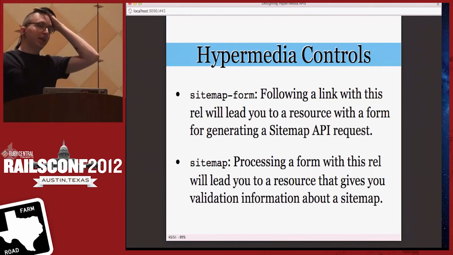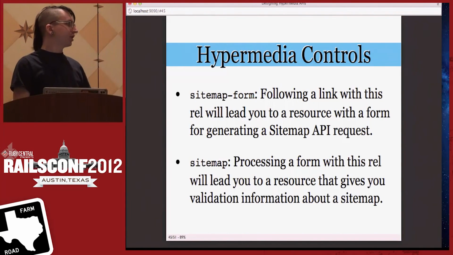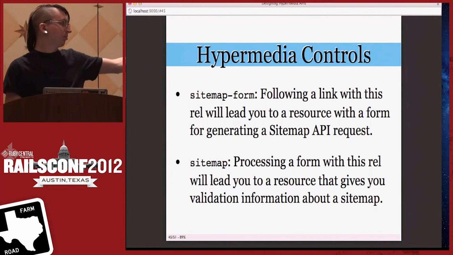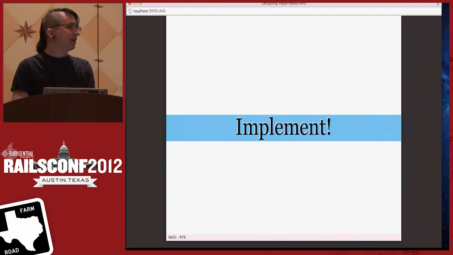Then we also want to name link relations. So any form that has the sitemap form link relation will give you a sitemap API request. Any sitemap link will process that form and give you the information about it. And now we need to build it. Magic step 5.